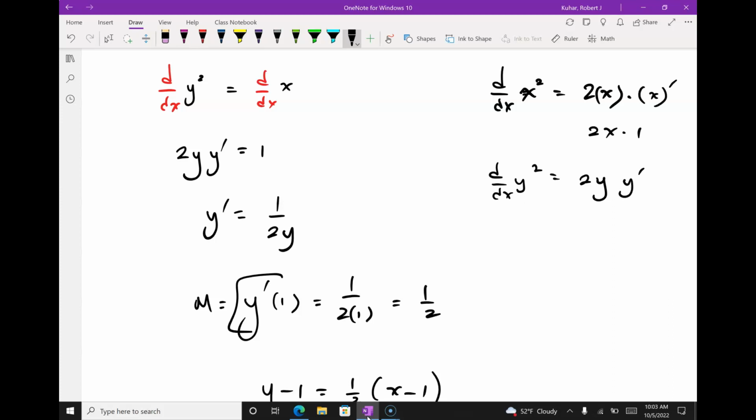This might be the confusing part. It's like f prime of 1, right? That makes more sense. But I'm just using it like a function, like it has an input piece.